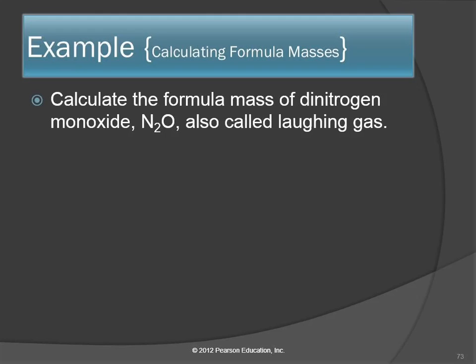How many nitrogen atoms are there? There are 2 nitrogen atoms, and how much does each nitrogen atom weigh? Look on the periodic table, and under nitrogen it says 14.01. So that's in atomic mass units. And how many oxygen atoms are there? Just 1. And how much does that weigh? 16.